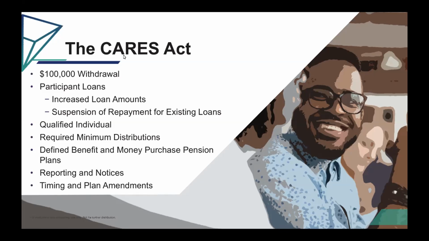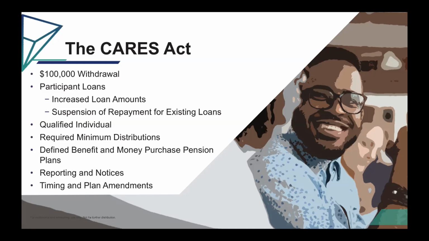In addition, the Act also loosened access to money via plan loans. So if you remember, currently, if your plan offers participant loans, the maximum that an individual can borrow typically under the Internal Revenue Code is the lesser of $50,000 or 50% of their vested account balance.